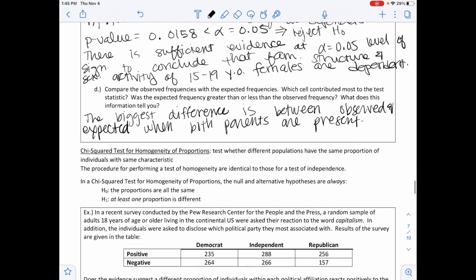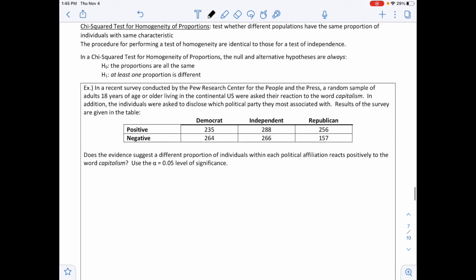So the next test that we have, chapter 11 has many different tests, is going to be the chi-square test for homogeneity of proportions. And this is to test whether different populations have the same proportion of individuals with the same characteristic. And it says right here that the procedure for performing the test for homogeneity is identical to the test for independence. So I did not put the steps in here twice, so make sure you go back and look at that to refresh your mind. You need to be using the chi-squared test.